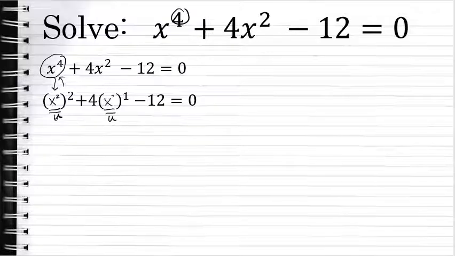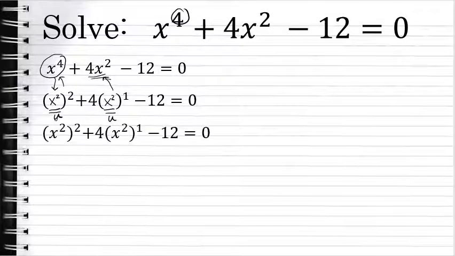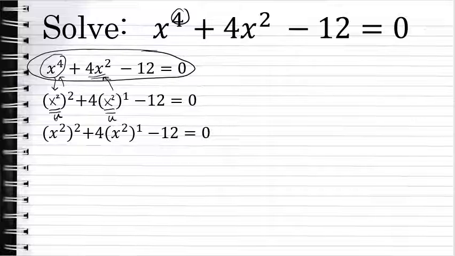If I write an x squared in the second term and raise it to the first power, I see that I do, in fact, get x to the second, which is what I need for the original equation. X to the second to the first is the same thing as the x to the second in the original equation. So replacing u with x to the second allows me to write the original equation in quadratic form. X to the fourth plus 4x squared minus 12 equals 0 is exactly the same thing as x squared squared plus 4x squared to the first minus 12 equals 0.